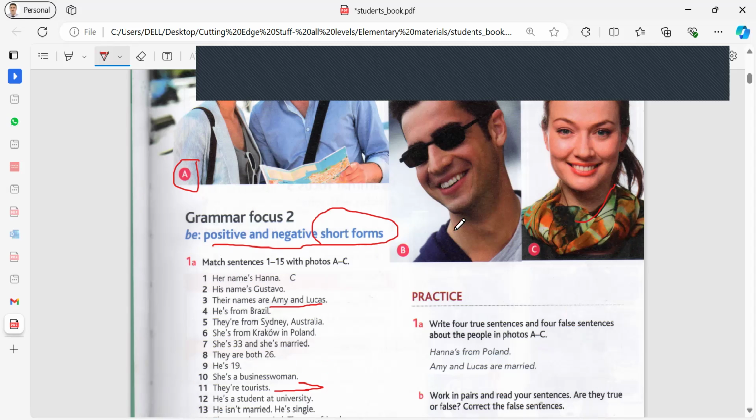Now, what about picture B? What do you know about the person in picture B? His name is Gustavo. Okay, good. He's from Brazil. Brazil, yeah.